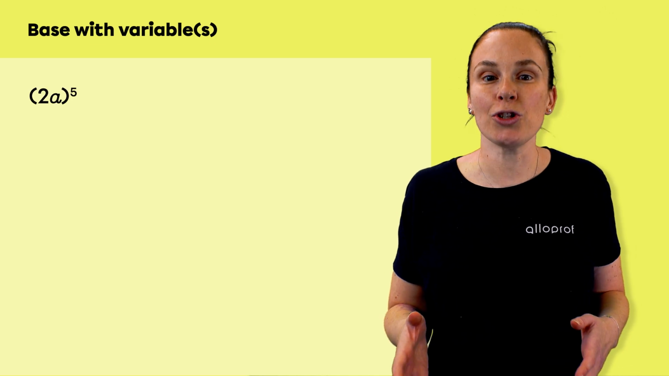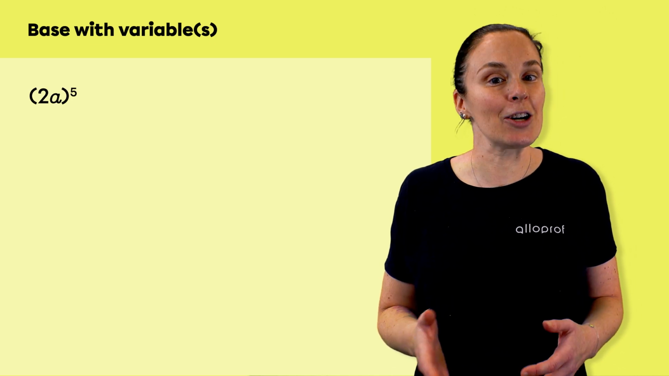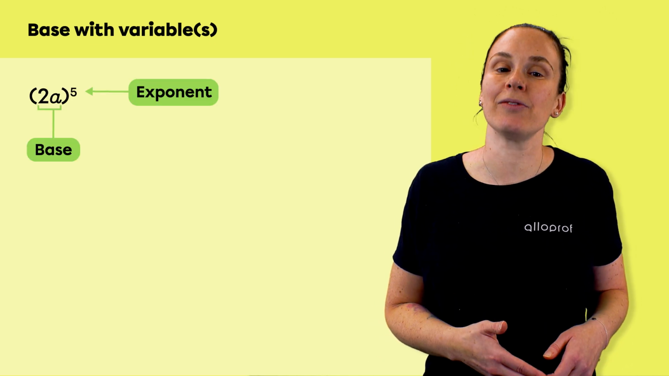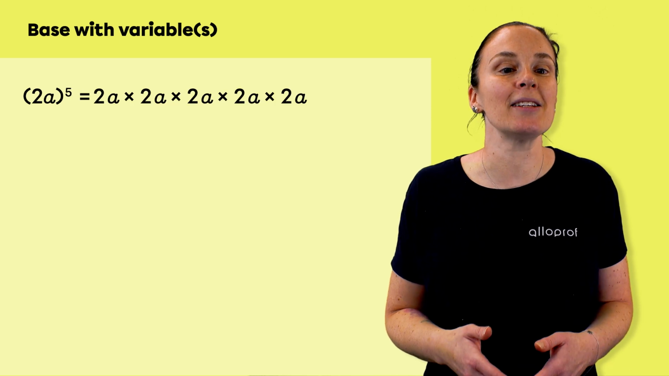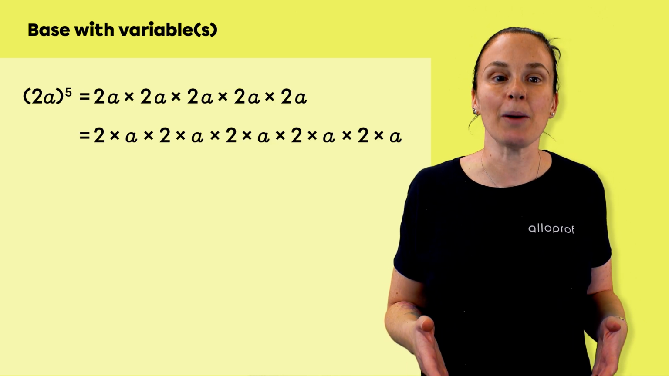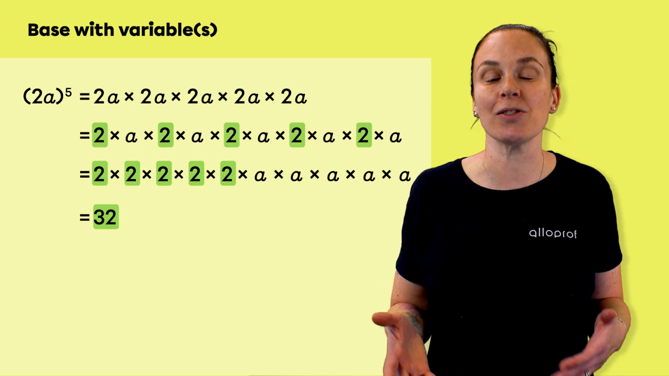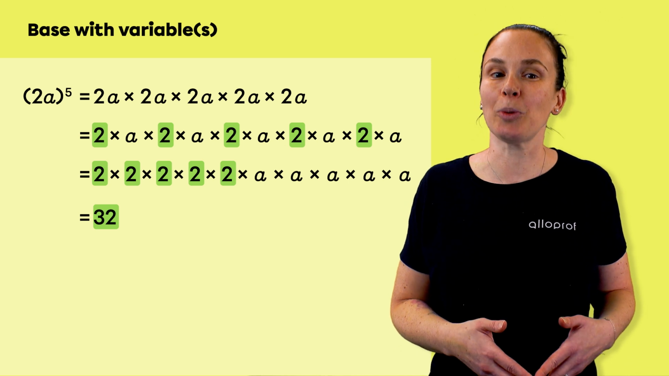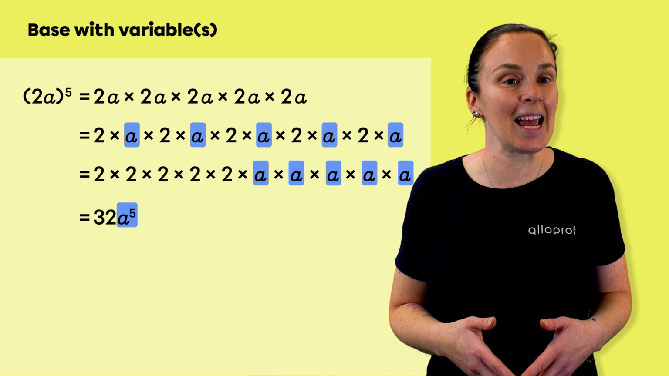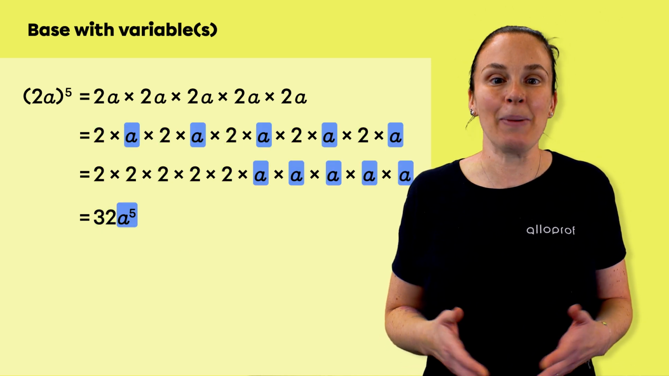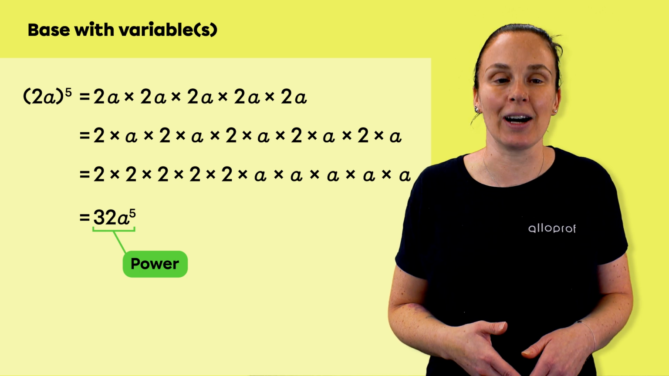Exponents can also be applied to variables and terms containing variables. For example, 2a to the power of 5. Here the base is 2a and the exponent is 5. So multiply 2a by itself 5 times. To do this, start by multiplying both coefficients together, which gives 32. Then multiply a by itself 5 times to get a to the power of 5. The power is 32a exponent 5.